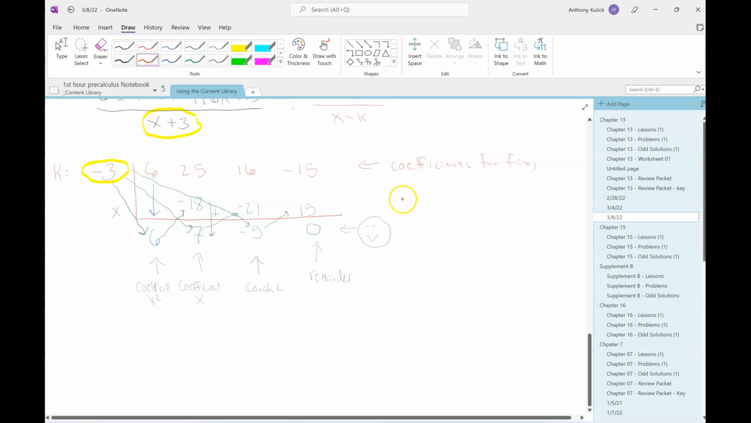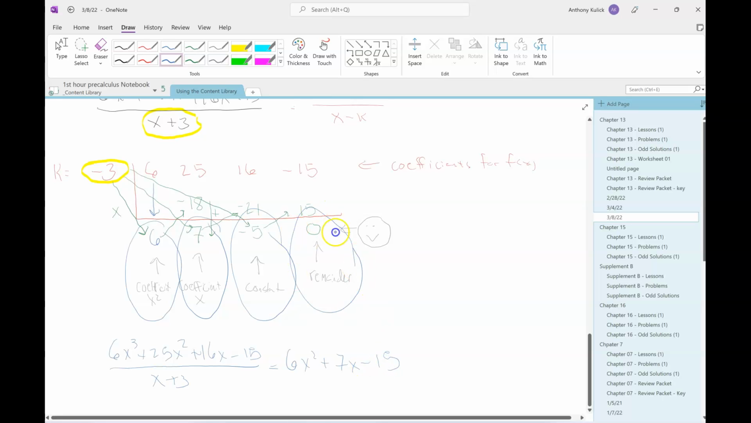So what this is all telling me is that 6x cubed plus 25x squared plus 16x minus 15 divided by x plus 3 is equal to 6x squared plus 7x minus 5, remainder 0, so I don't need to write anything there.